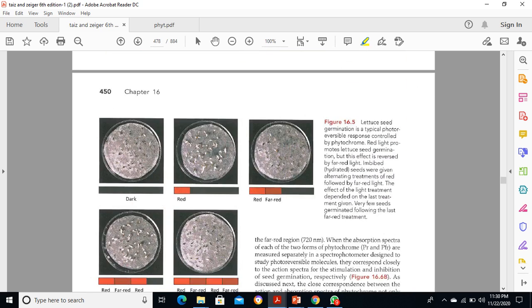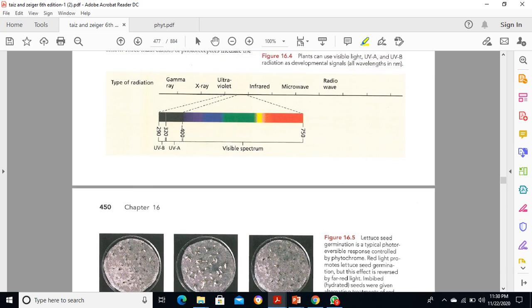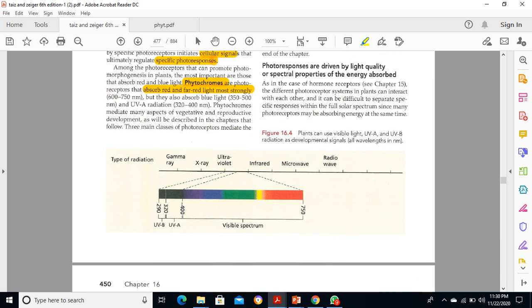Okay. Now we are going to see the different wavelengths, the types of radiation. This is visible light. You can see 715, this is red light. Okay, so blue light, green light. This is UVB. Based on the light, we have different photoreceptors. Red and far red light are absorbed by phytochromes. Blue light is absorbed by cryptochromes, phototropins, and UVB light is absorbed by UVR8.